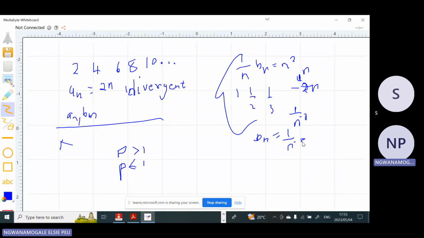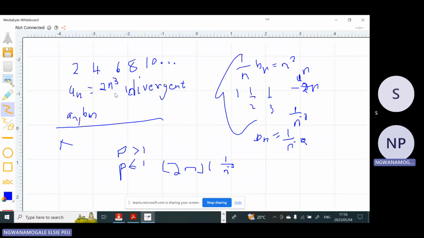We know that this sequence is to the power 2. So we know that this sequence is divergent. If now we combine 2n, we multiply both sides with 1 over n to the power negative 2. This sequence now, because it's 1 here, is going to leave this one as 1 over n to the power negative 1. So we can make our sequence to be to the power 3 here.